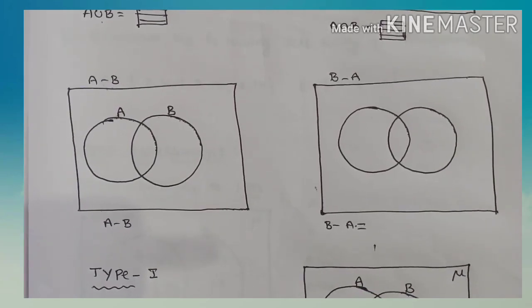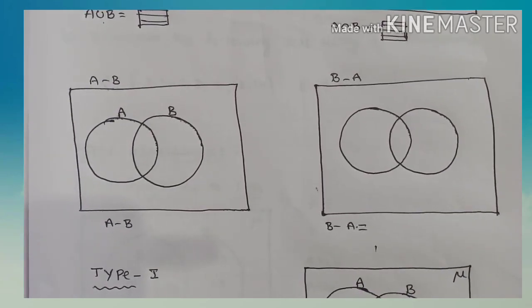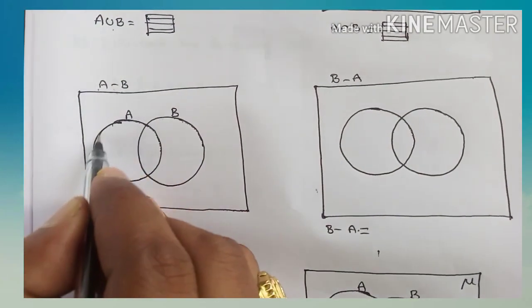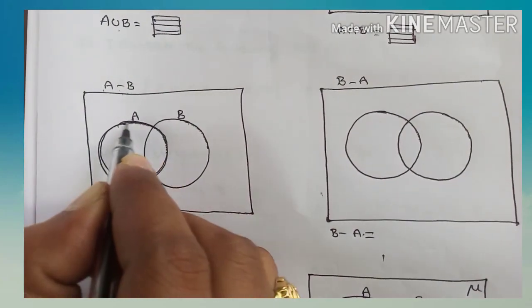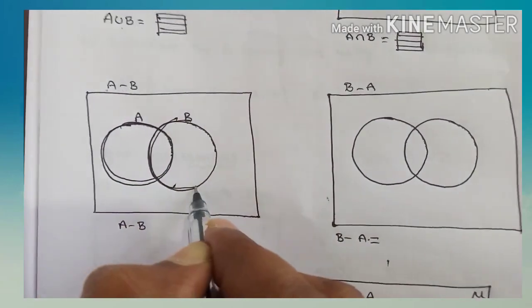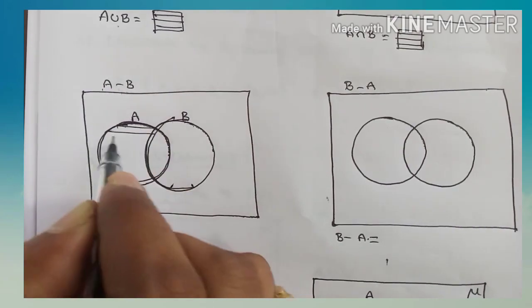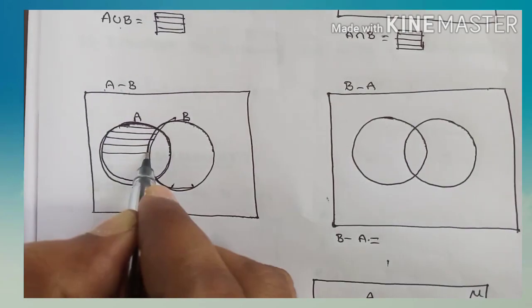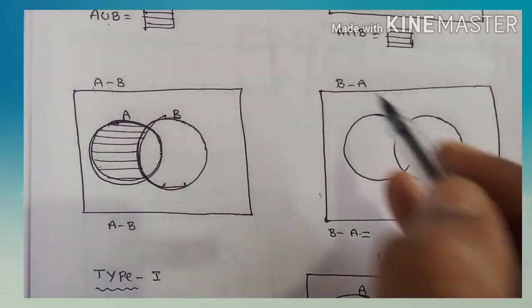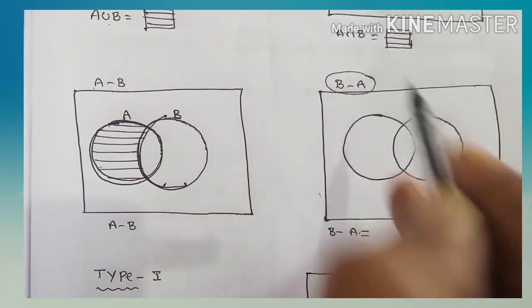Next one, A minus B and B minus A. Here A minus B, from the first circle A, you have to remove B. After cutting B, this is the remaining part. So this part is called A minus B. And the last one, B minus A.